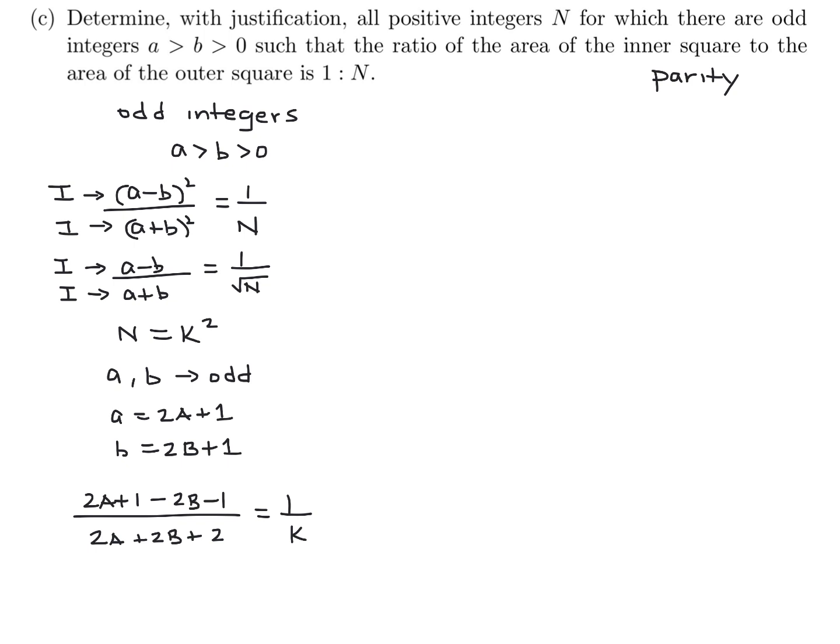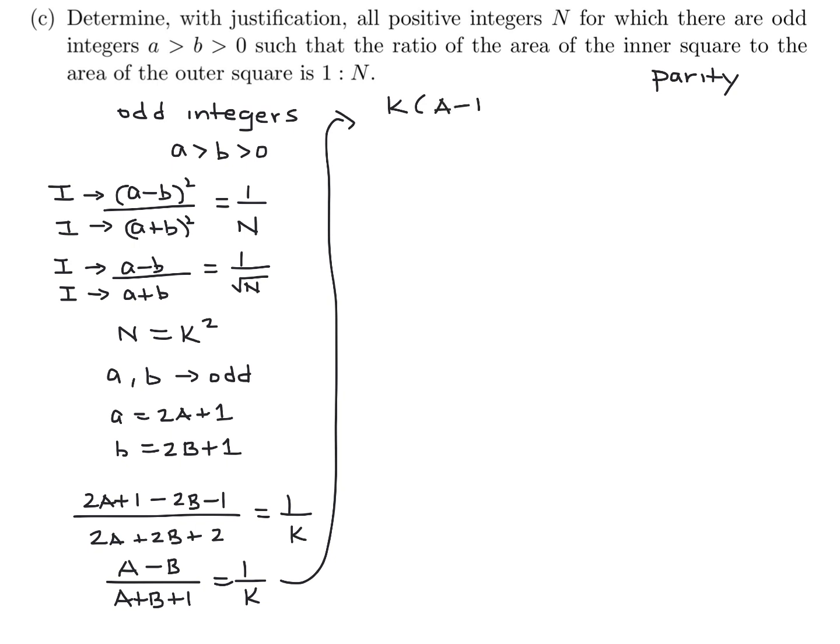So this boils down to just a minus b, because you can take out the 2 from top and bottom, and then a plus b plus 1 is equal to 1 over k. All right. And then we can conclude that if we cross multiply, k times a minus b is equal to a plus b plus 1. All right, so this is sort of our main equation. We had a main equation in the previous one. This is our main equation in this one. So now this is where we have to start talking about odd and even and all that stuff.